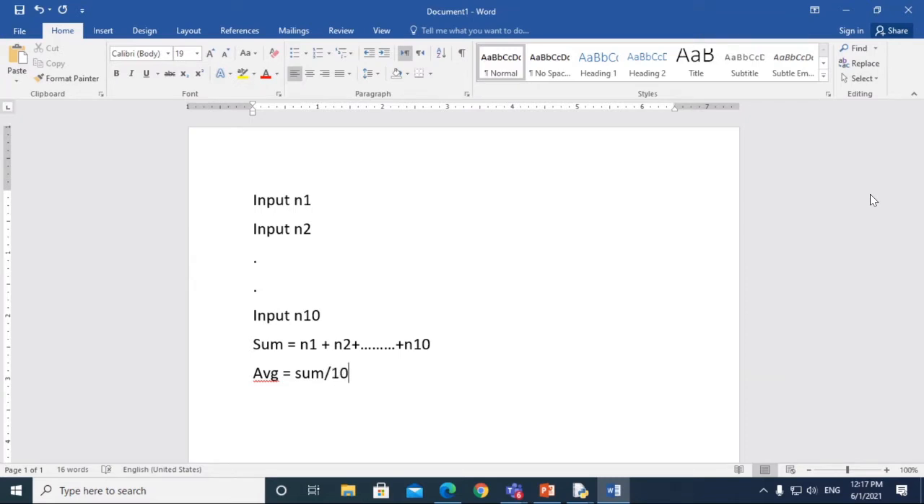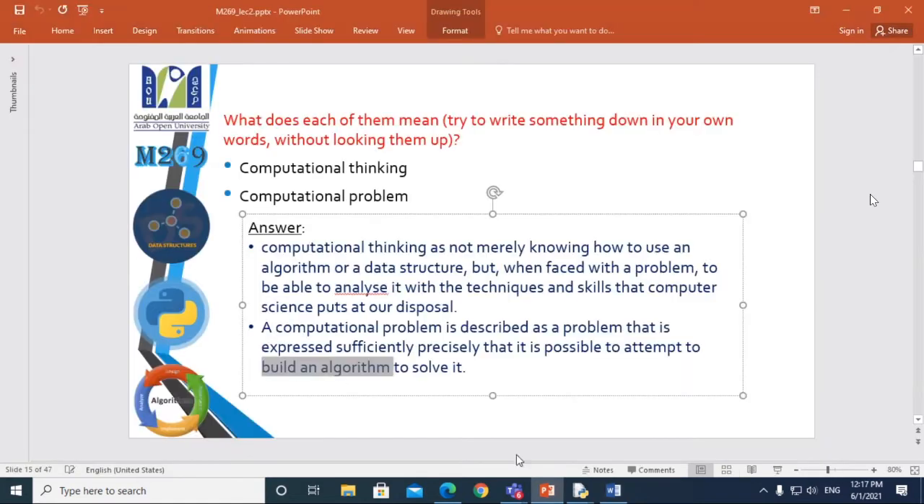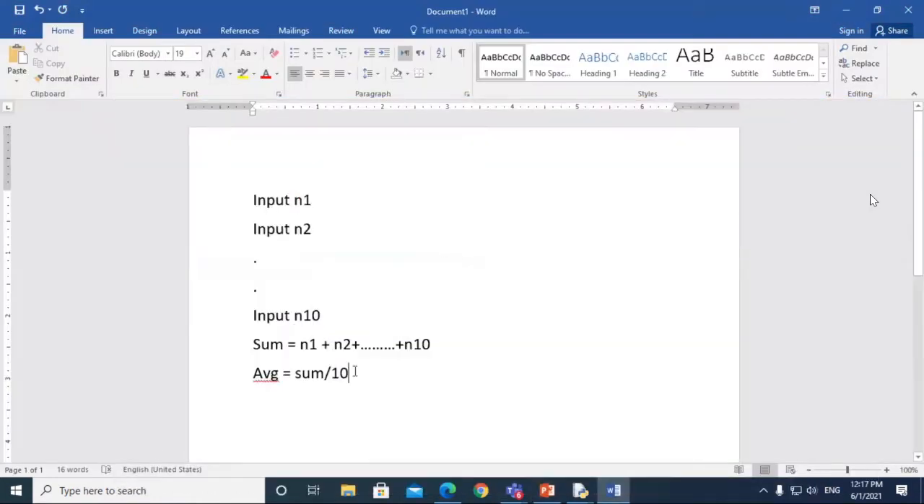Working fine, working excellent. So now I solved it. But when you come to problem thinking, or computational thinking, is it working for any number? No, it must be 10. Can I make it for only 2 numbers? No, it must be 10.